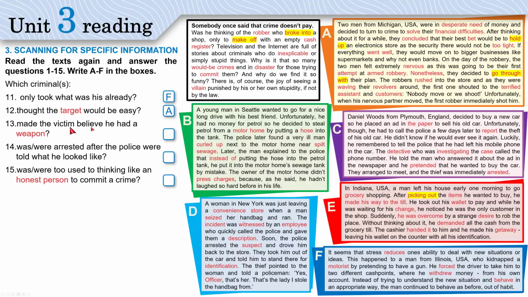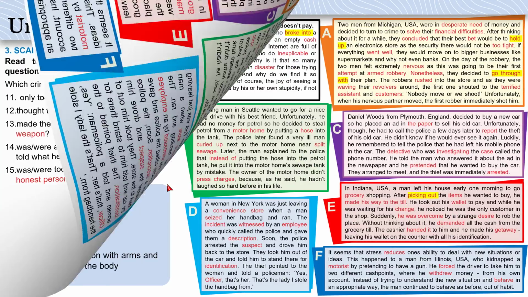Who made the victim believe he had a weapon? A weapon like a gun or a knife? That's F. He pretended to have a weapon, a gun. Who was arrested after the police were told what he looked like? That's D. An employee gave the description to the police. Who was too used to thinking like an honest person? Honest person is the opposite of criminal, to commit a crime. That's F. Out of habit, just like he always does, he withdrew money from his own account.